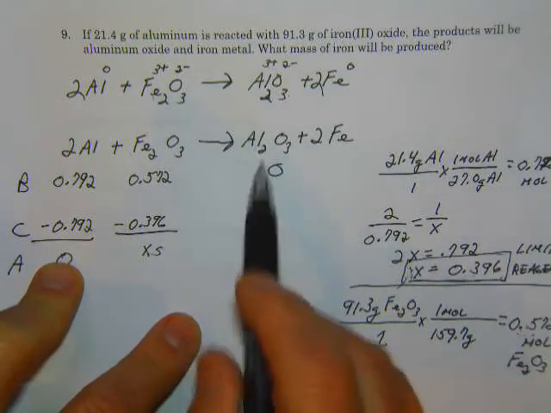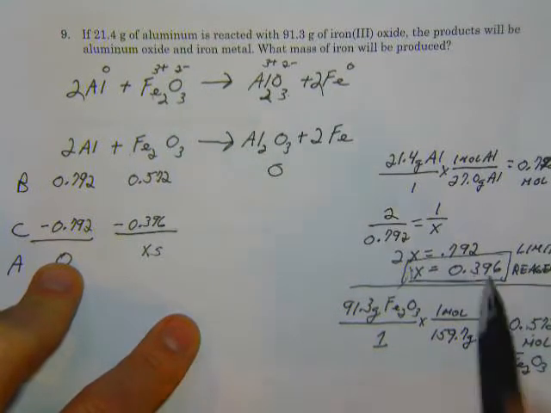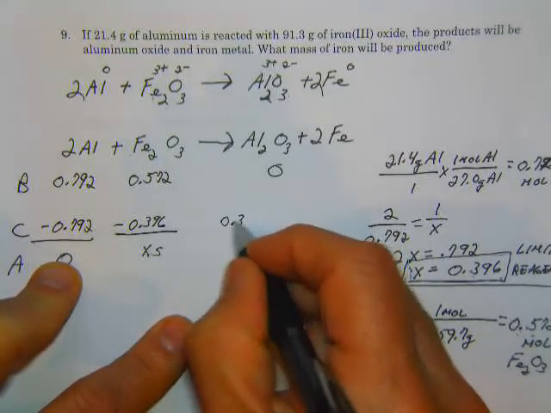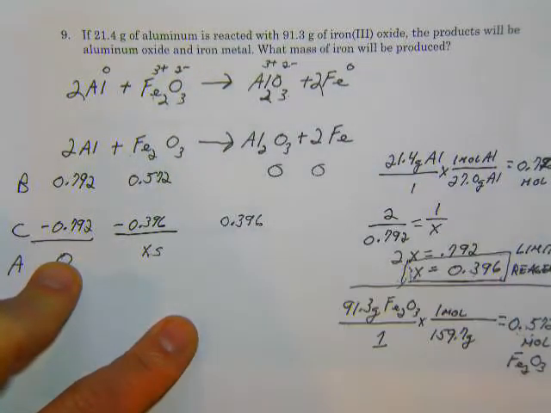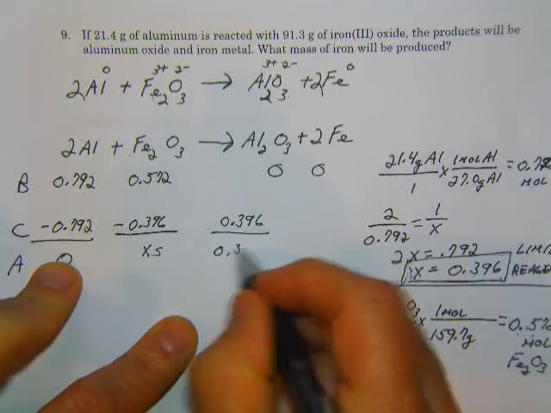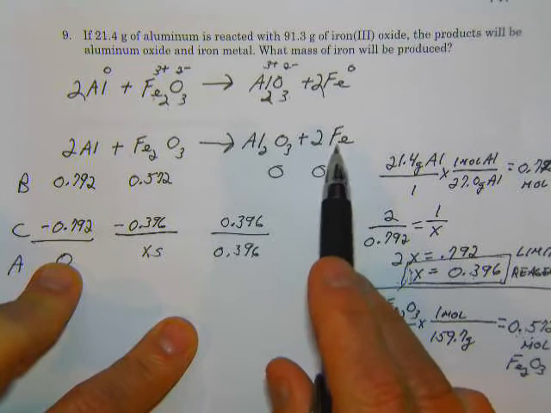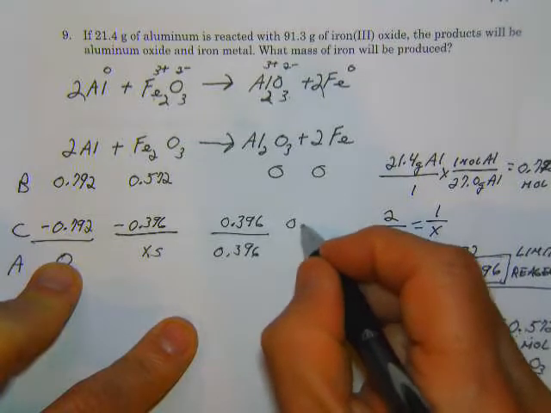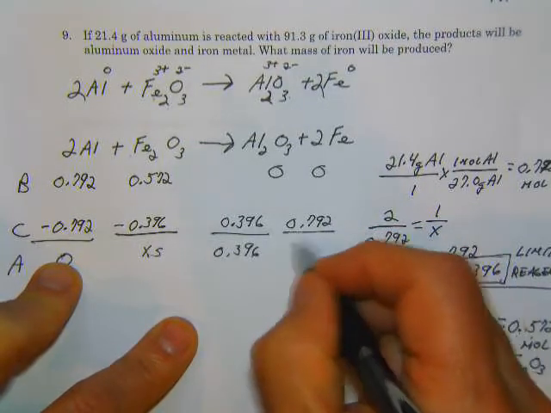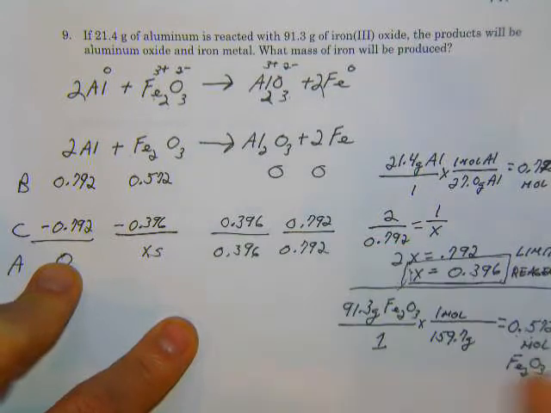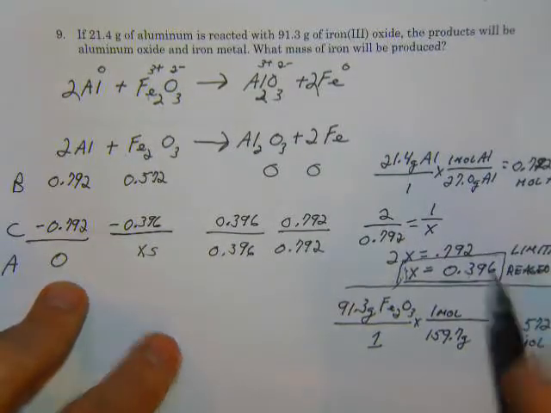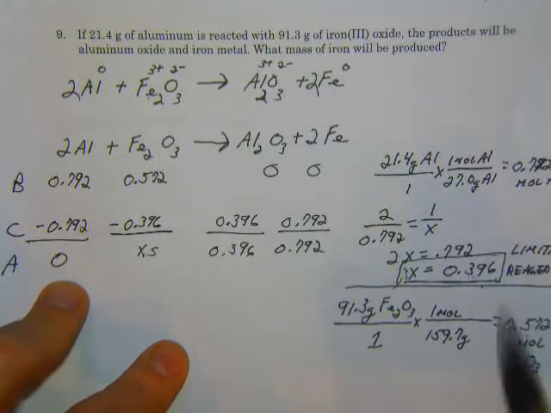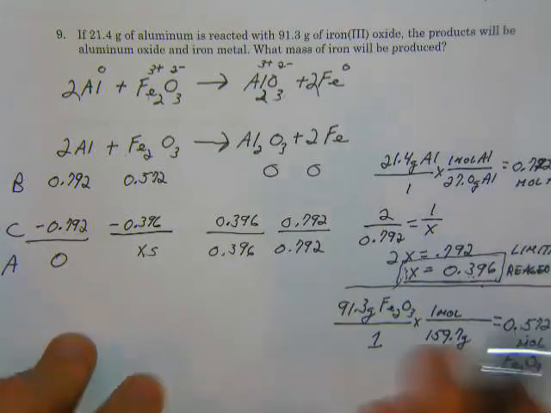So we can look at this. We got aluminum oxide has a coefficient of 1, so that's going to be 0.396. Nope, I forgot to put the other 0 up there. And the iron, there's 2 of them. So 2 times this is going to be 0.792. Everything is based off this limiting reagent. This dictates everything. So that's why it's so key to find that one out. This is limiting, that's going to be in excess.